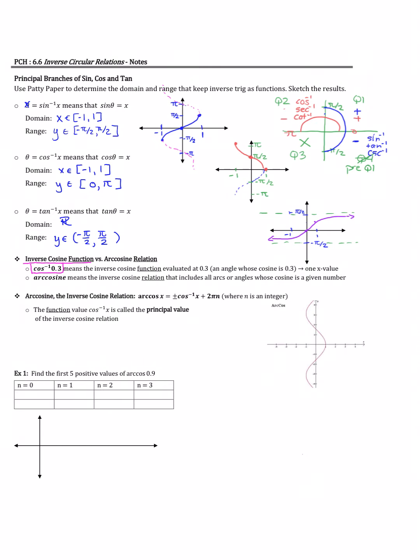So arc cosine, right here, is a relation, and it covers all the arcs or angles whose cosine is a given number. The actual formal definition is right here. And so it includes, notice that embedded is the inverse cosine, and then as you go around the circle, you will have more values. So the function is the principal value, because that's coming from that limited portion.